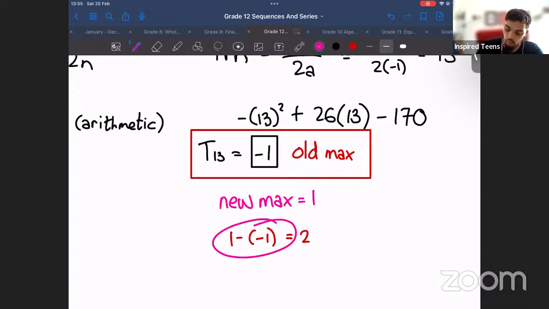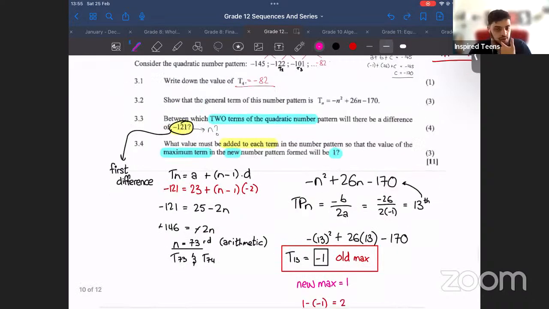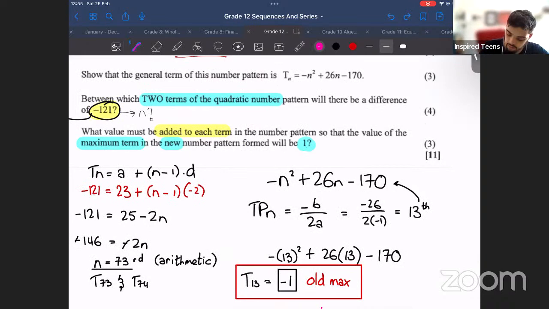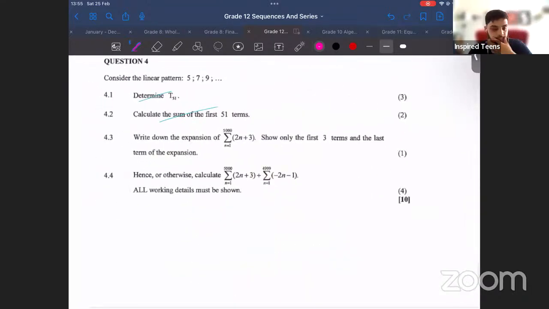So how do we get from negative 1 to 1? We have to add 2. And then if you add 2 to each term, it would keep the maximum as 1. Okay, so what value needs to be added to each term? 2. Okay, let's move on and let's quickly do this last one. We're going to finish it.